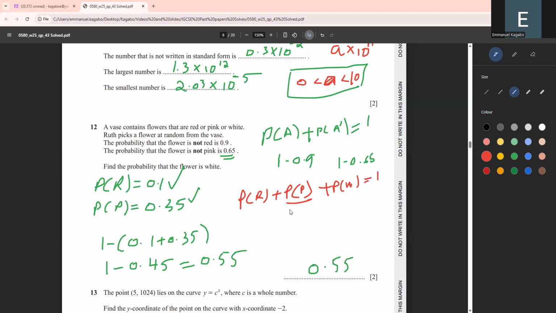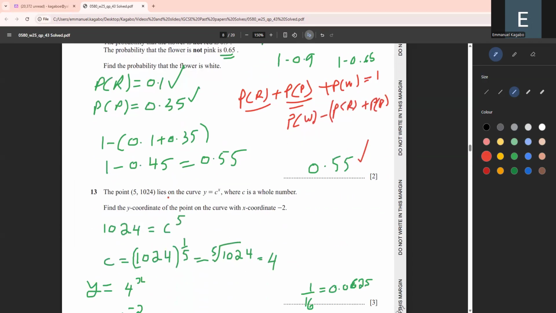So if I have this and this, the probability of white will be equal to 1 minus the probability of red plus, oh sorry, my bad, sorry, plus the probability of pink. Okay, that's what I did here, and that's your answer. You have got your 2 free marks.